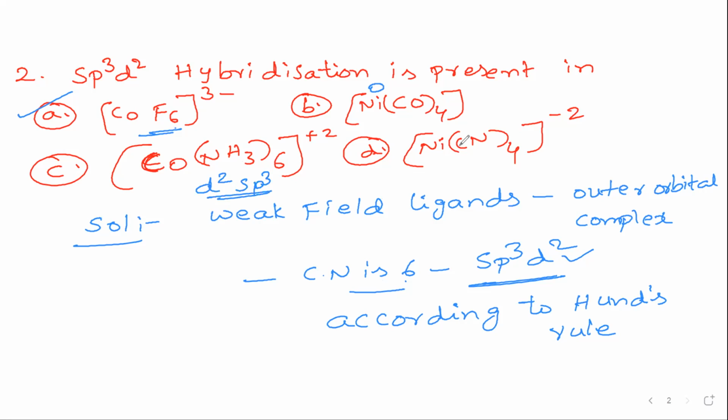And this is again coordination number 4. So no need to see these two. Only option A and C can be the correct ones. But why is option A only correct? Because weak field ligands form outer orbital complexes and they go according to Hund's rule and form sp3d2. So please note down these are the things which we are going to discuss. Next question number 3. Very, very important concept.